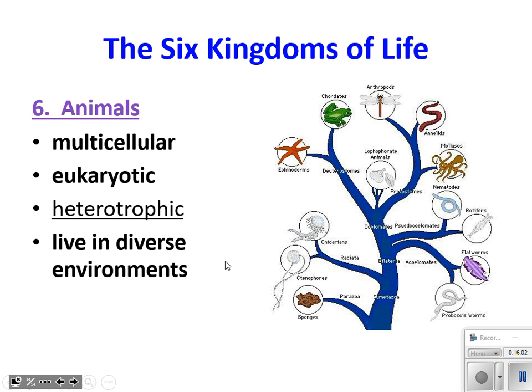Ladies and gentlemen, this has been Mr. Braun. In the last couple of days, we have learned about the 3 different domains. Let's review those: archaea, bacteria, eukarya. And of those 3 domains, we have 6 kingdoms that we classify things under. The kingdom archaea, the kingdom eubacteria, the kingdom protista, the kingdom fungi, the kingdom plantae, and finally, last but not least, the kingdom animalia.